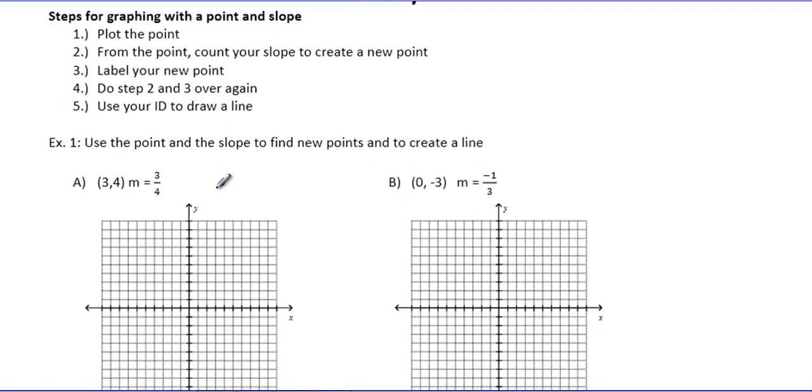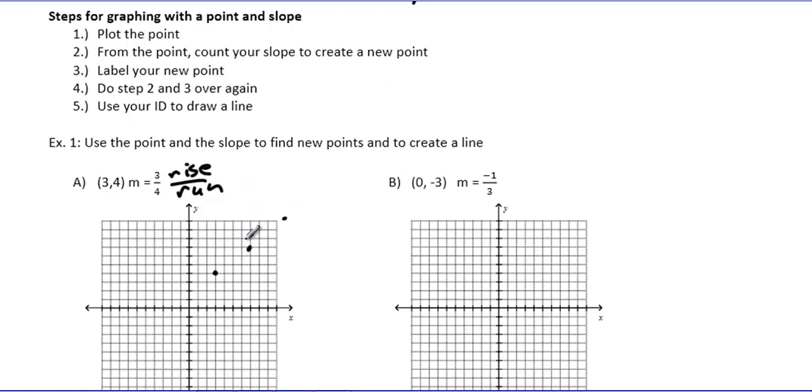Example 1 says use the point and the slope to find new points and create a line. First, we're given the point 3, 4, and step 1 tells me to plot that point. Now it says from the point, count your slope to create a new point. Remember, slope is rise over run. So positive 3 tells me to go up 3, and then go to the right 4. 4 would be about right there.